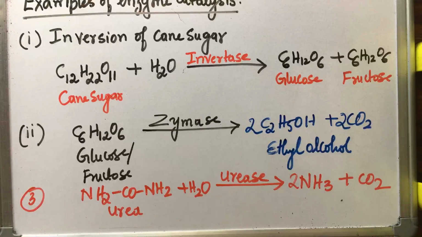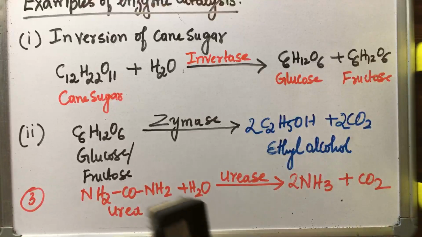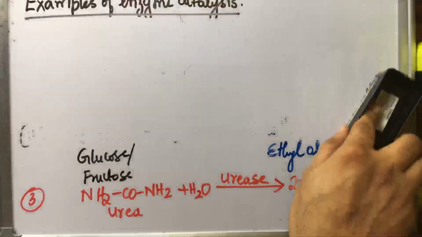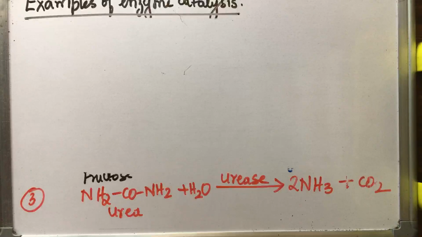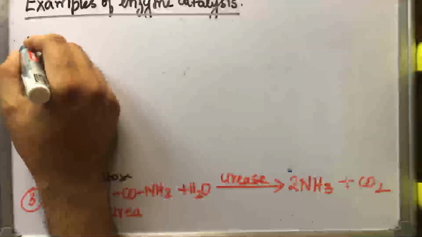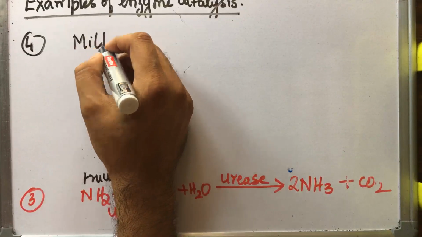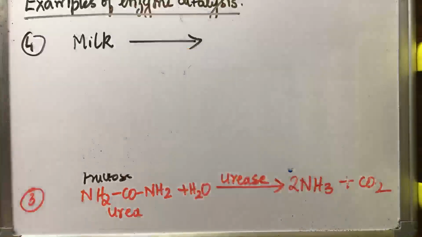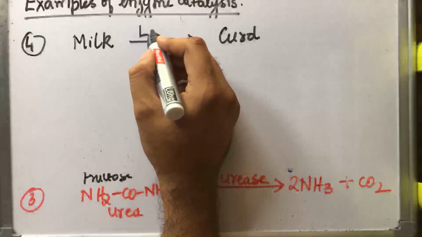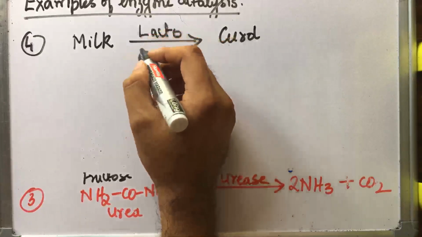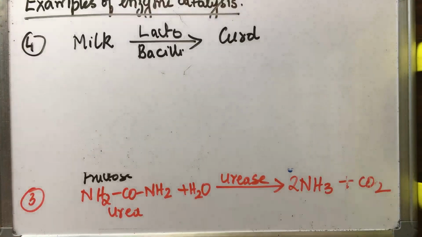Another example that I can give for this, so I think students, you have noted down all these 3 examples. I'll give you 2 more examples. Example number 4: milk can be converted into curd in the presence of lactobacilli.